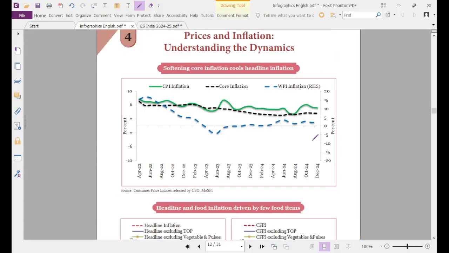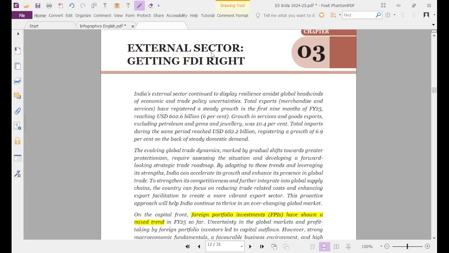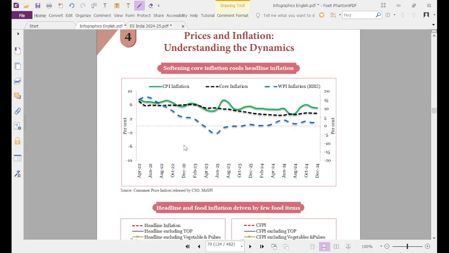Prices and inflation. There are three parameters, which are part of chapter 4. I will quickly go through this only. You can refer to the detailed document, the one which contains the most pages, for any detailed requirement. Refer to that always. But for this video, we will only go with the infographics. That is sufficient. Okay, so here we have the CPI, the core inflation, and the WPI.